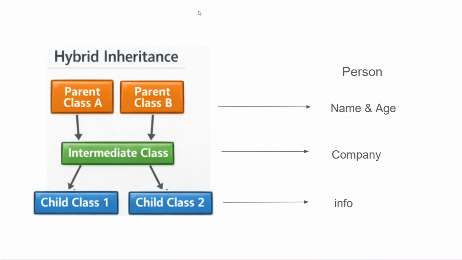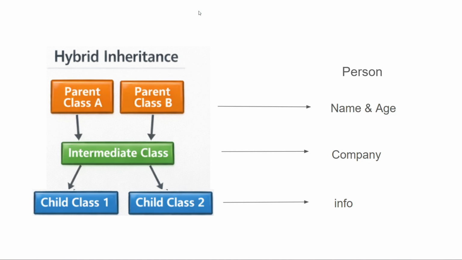Hybrid inheritance is a combination of two or more different types of inheritance. If you observe more clearly, you'll find that parent class A is being inherited by the intermediate class.